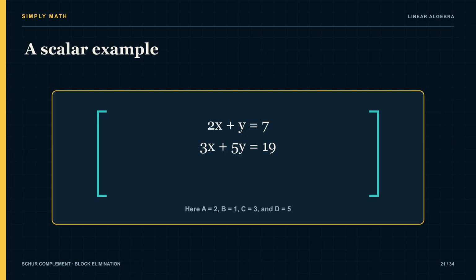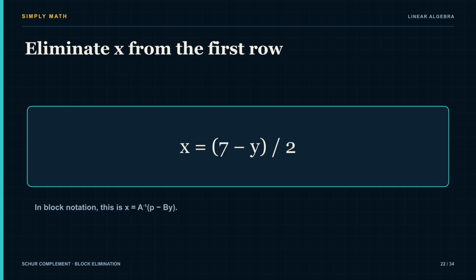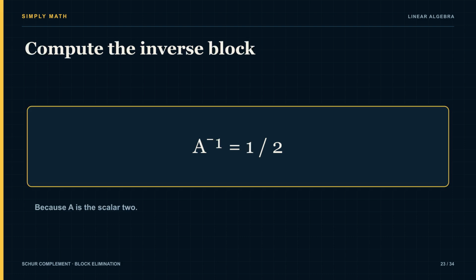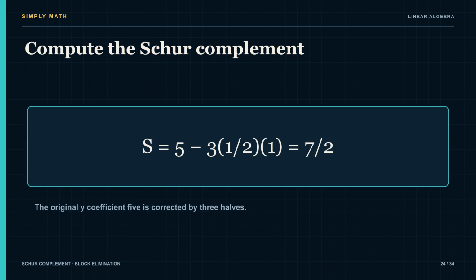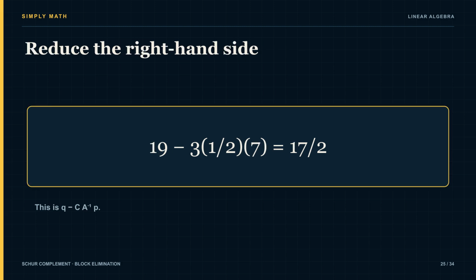Now use the smallest possible example, two scalar equations with the same block structure. The first equation gives x equals 7 minus y divided by 2. Here the inverse of A is simply 1/2. The Schur complement is 5 minus 3 times 1/2 times 1, which equals 7/2. The reduced right side is 19 minus 3 times 1/2 times 7, which equals 17/2.